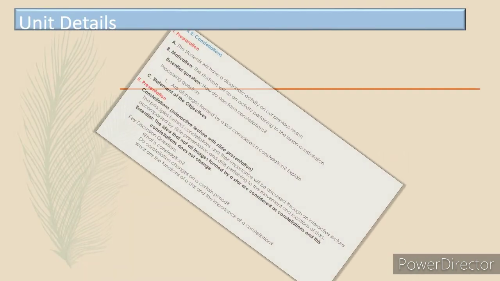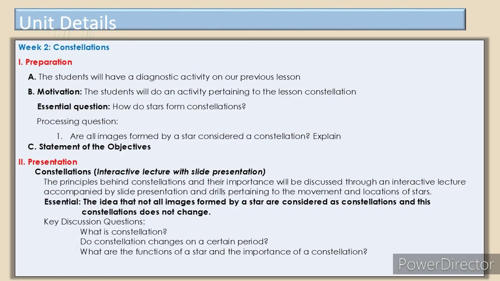Week 1. Week 2 will be on constellations. The students will have a diagnostic activity on our previous lesson. Then the motivation will be an activity pertaining to the lesson on constellations. The essential question: how do stars form constellations?